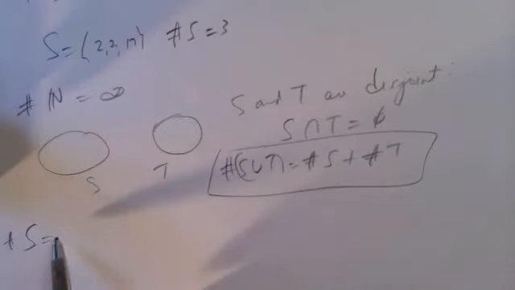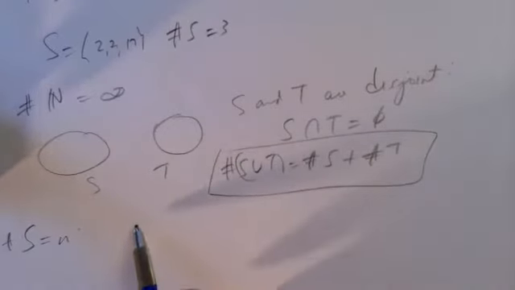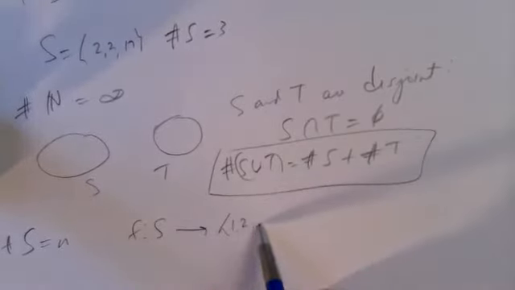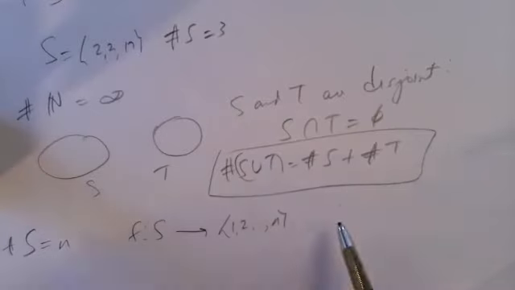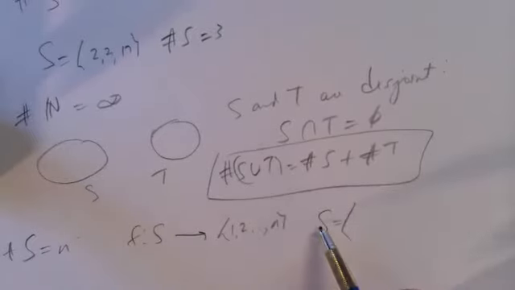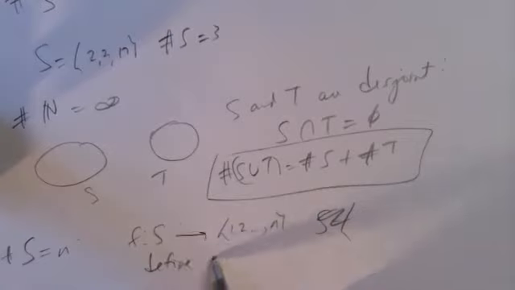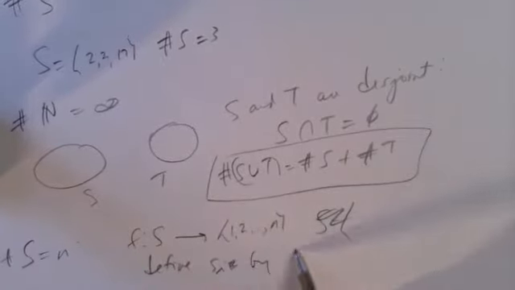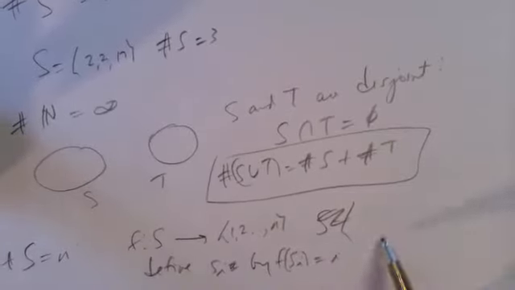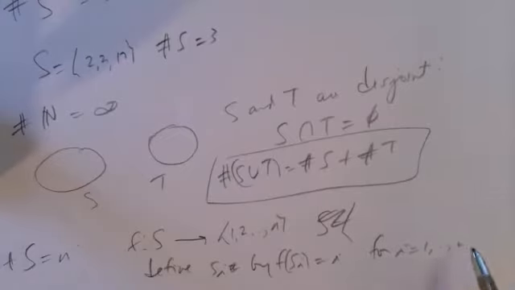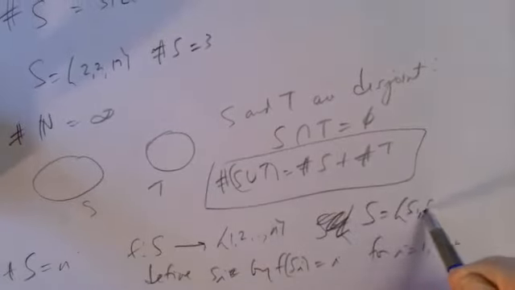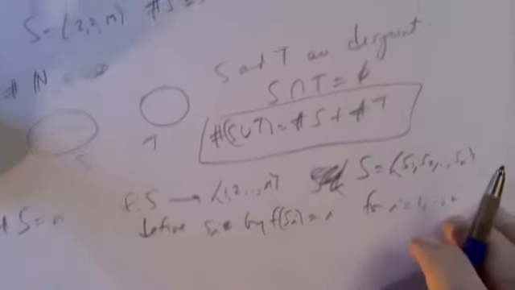So suppose the size of S is n. That means you have a function F from S to the first n integers, which is a one-to-one correspondence. So define S sub i by F of S sub i is equal to i for i going from one up to n. That is, every element from one to n is the image of some unique element in S because this is a one-to-one correspondence. So S becomes S1, S2, and so on. You can enumerate the elements from one up to n.